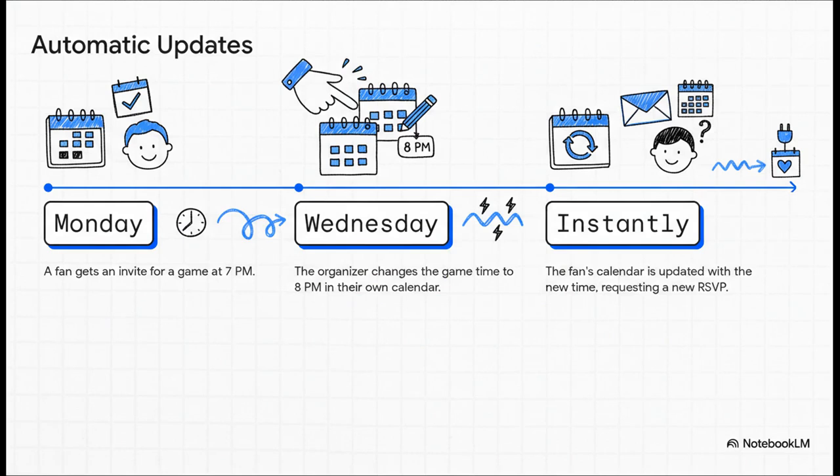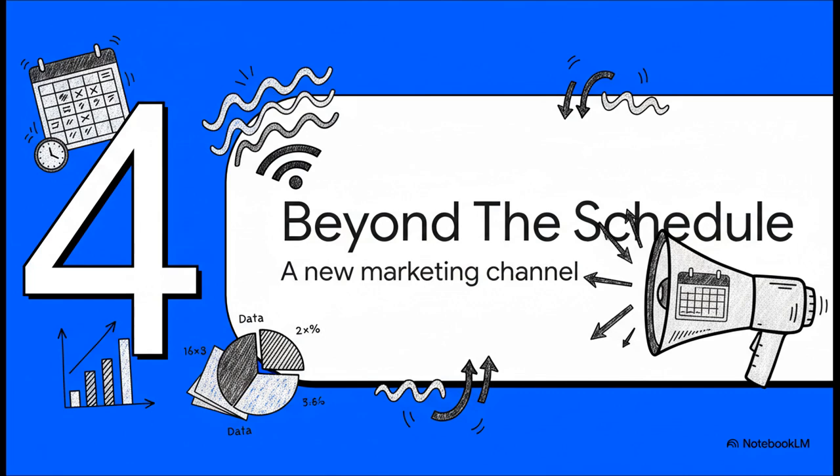Let's say a fan has already accepted an invite for a 7 p.m. game. Then, on Wednesday, the organizer simply changes the time to 8 p.m. in their own calendar. That's all they do. Instantly, the fan's calendar is updated with the new time, and a new invite is sent automatically. That connection stays live.